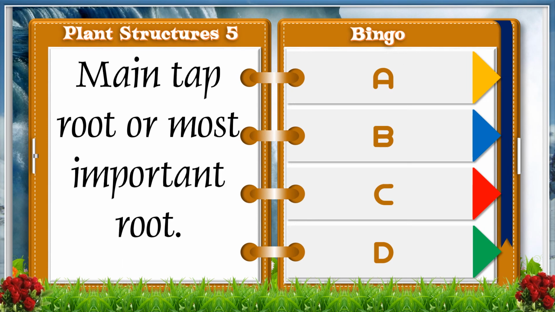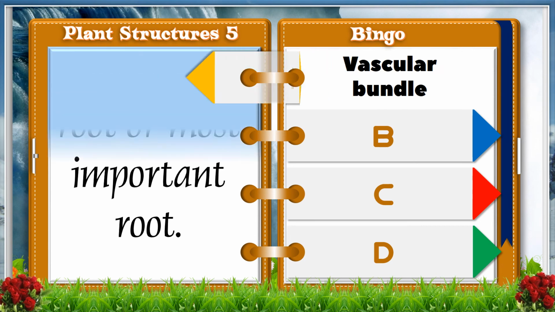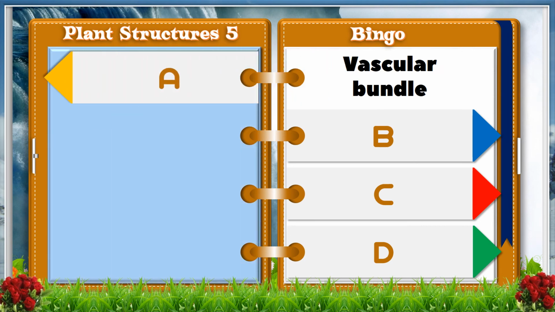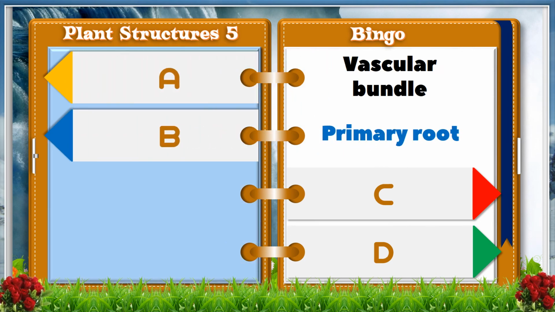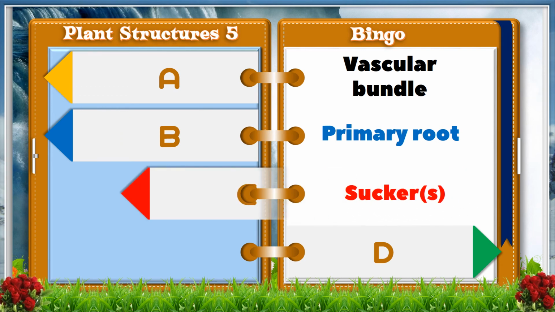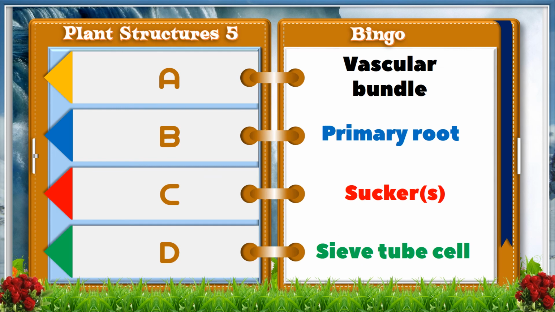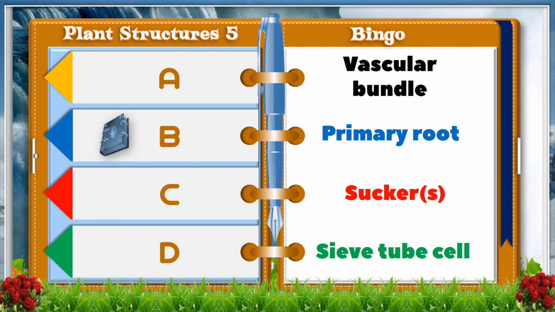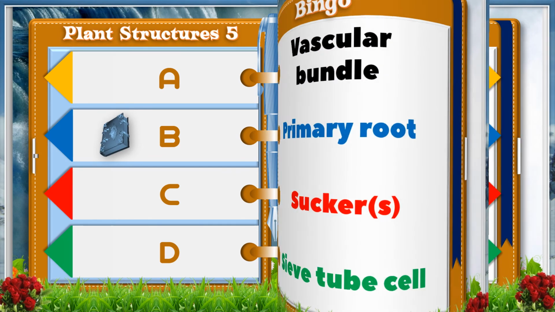Main taproot or most important root. A. Vascular bundle. B. Primary root. C. Suckers. D. Sieve tube cell. And the answer is B. Primary root.